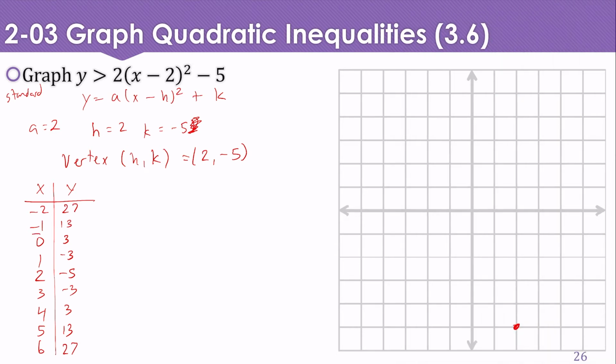Let's just do those points right there. So 0, 3, 1, negative 3, 2, negative 5, 3, 4, 3. So it's coming in really steep, because remember the next point is at 13.